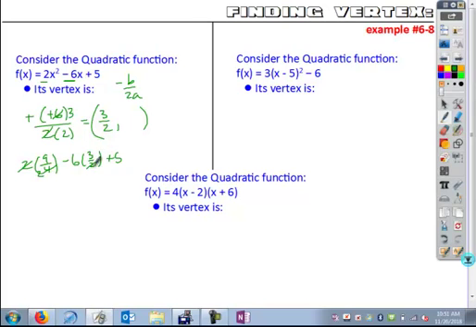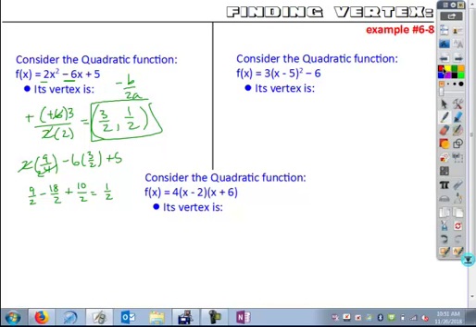I'm going to go ahead and just keep this in terms of halves since I'm working with halves anyway. But I have 9 halves minus 18 halves plus, and 5 is how many halves? 10 halves. So I have 10 plus 9, I have 19 halves minus 18 halves gives me a total of 1 half. And so there is my y coordinate for that vertex.